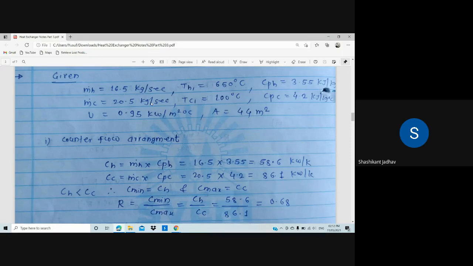So from this value of CH and CC, CH is 58.6, CC is 86.1. From these two values we have to understand that the value of CC is greater as compared to the CH. So from that we say that C minimum is nothing but CH and C maximum is nothing but CC. Okay. So from that we have to calculate the value of R. R is nothing but C minimum upon C maximum.